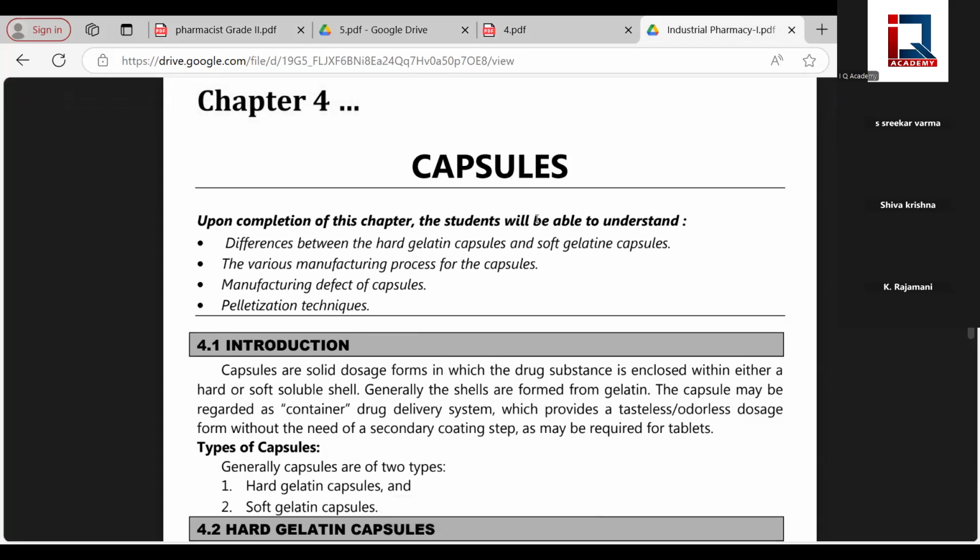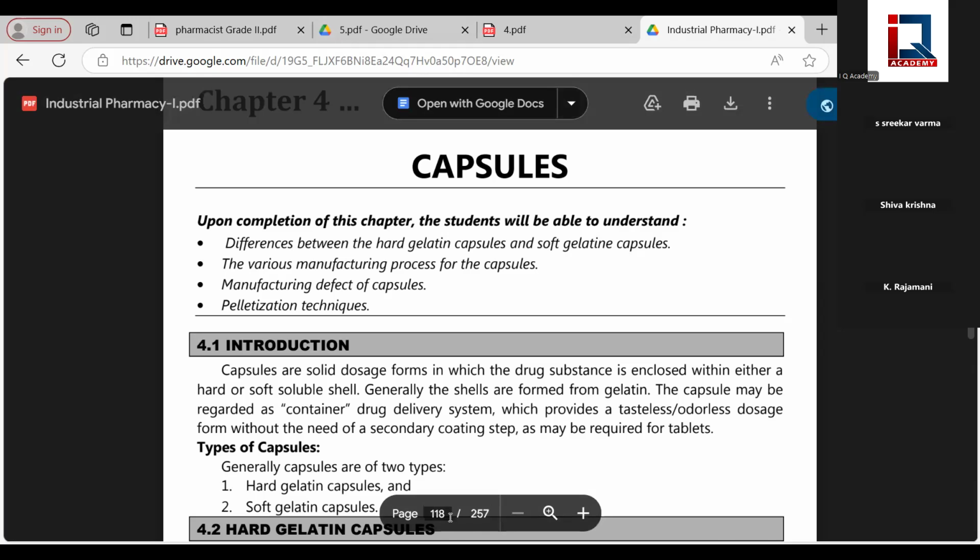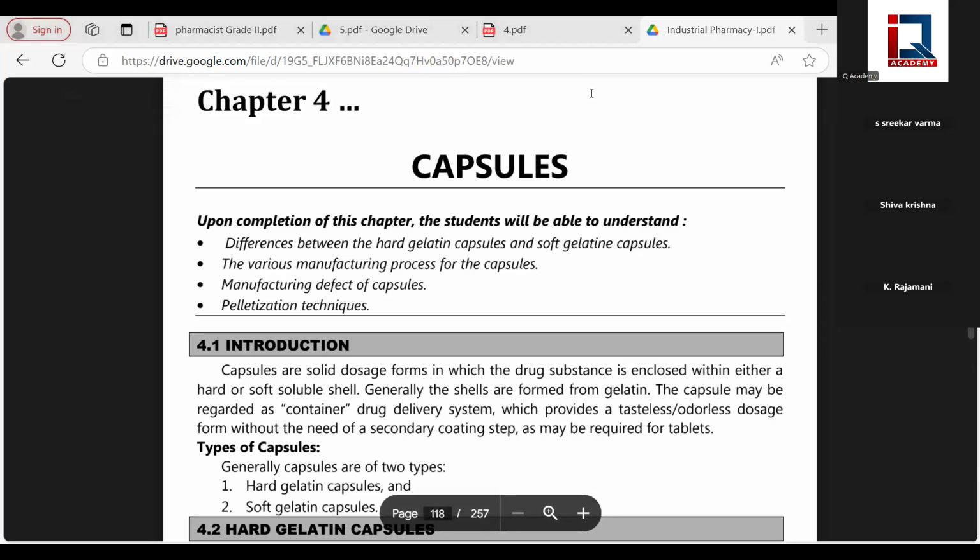So in this class, we'll see the definition of the capsules, types of the capsules, chemicals used in preparation of capsules and gelatin, types of gelatin, preparation of gelatin, how gelatin is being used, and even quality control of capsules. Generally, we have two types of capsules: hard gelatin capsules and soft gelatin capsules. Hard and soft generally is based on the consistency of the shell.